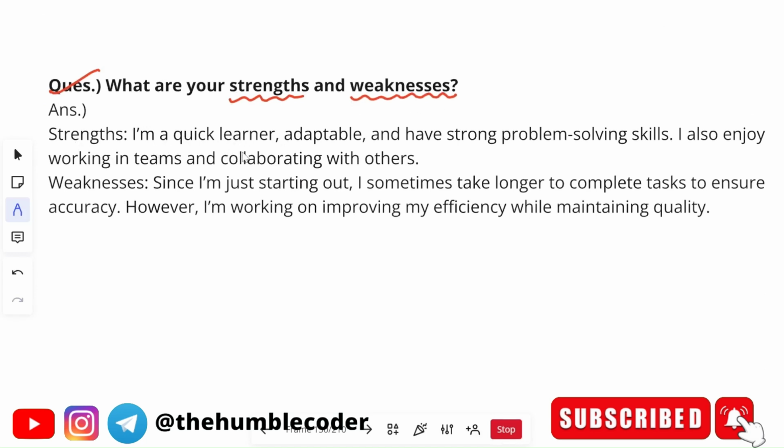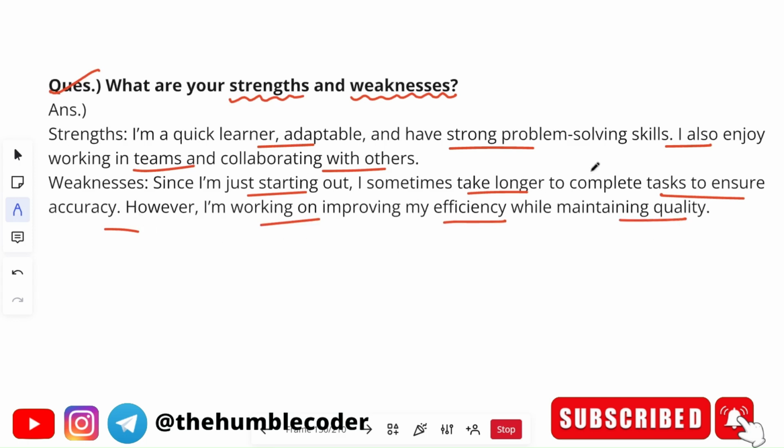Strength, you can mention that I am a quick learner, adaptable and have strong problem solving skills. I also enjoy working in teams and collaborating with others. Whereas in weakness, you can mention, since I'm just starting out, I sometimes take longer to complete tasks to ensure accuracy. However, I'm working on improving my efficiency while maintaining quality.